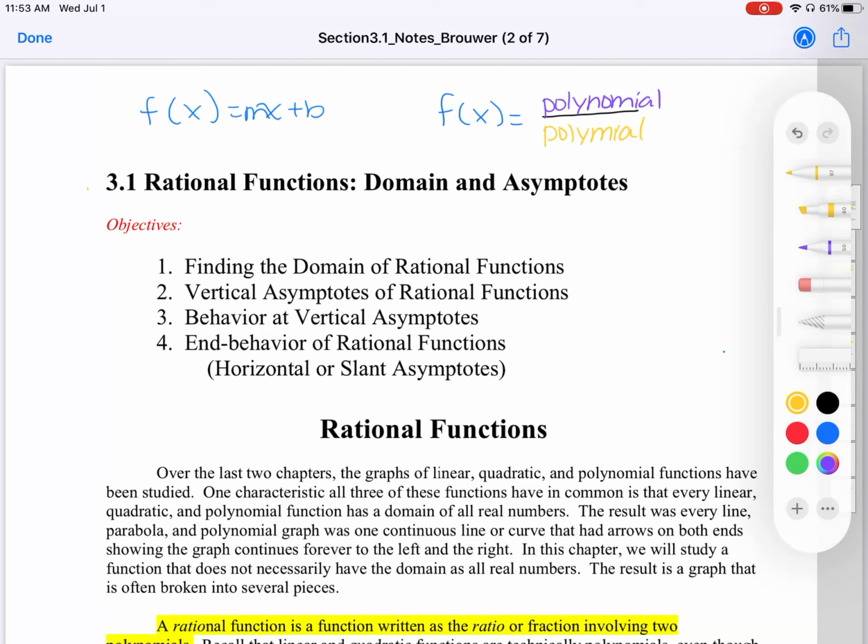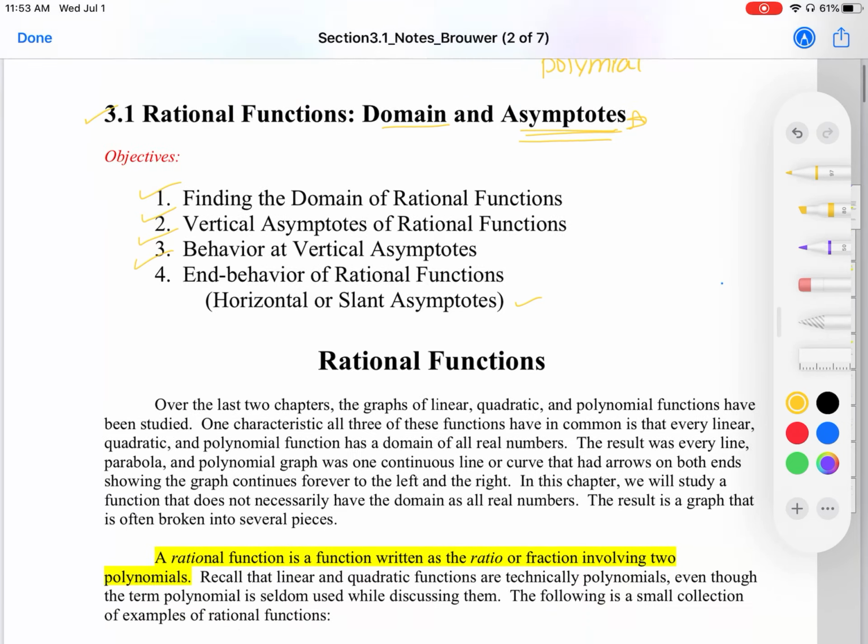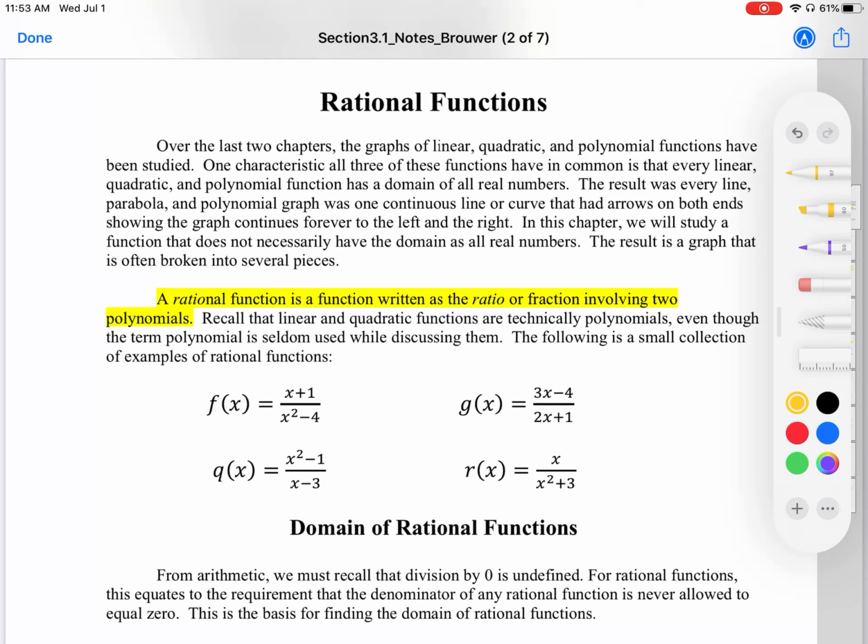So in section 3.1, rational functions, we're going to talk about the domain and the asymptotes. Asymptotes are going to be a major key. We're going to talk about finding the domain, vertical asymptotes, behavior of vertical asymptotes, and end behavior, and we can also cover slant asymptotes. Rational functions.